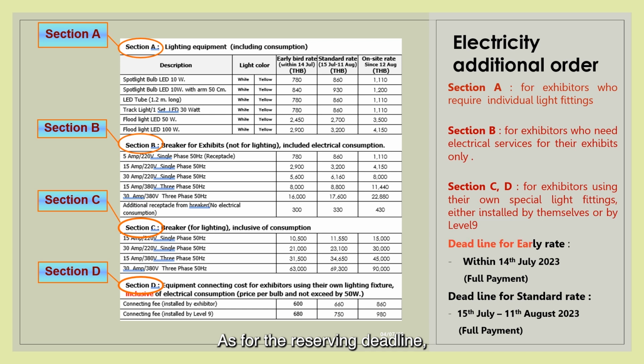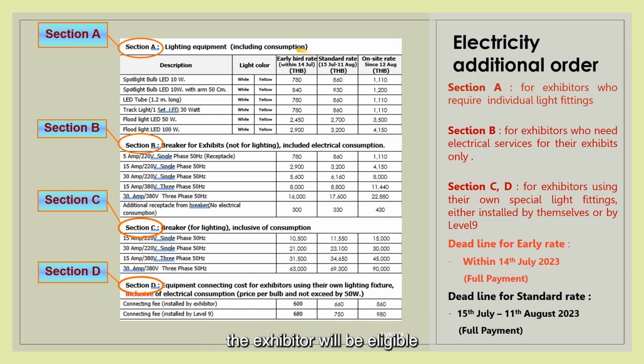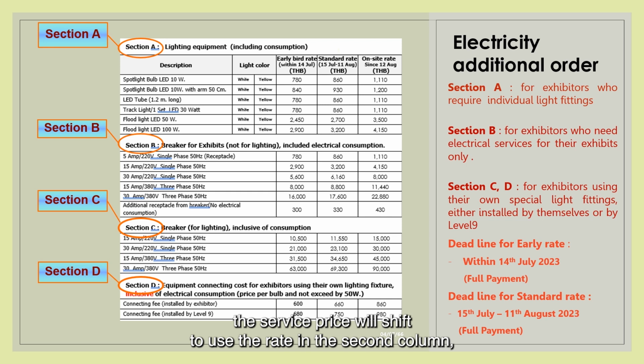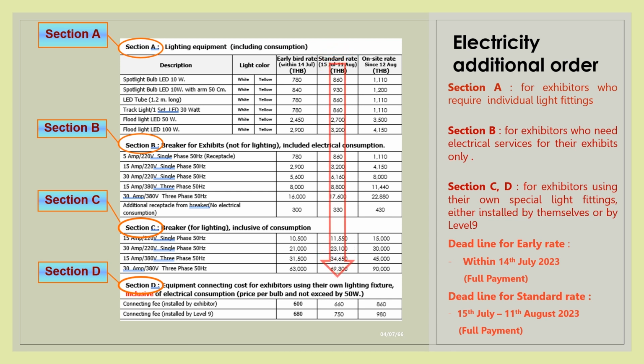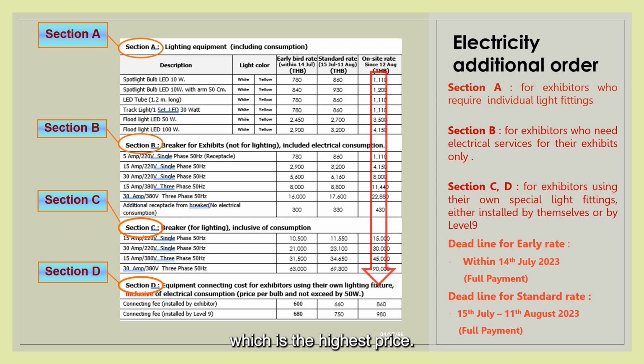As for the reserving deadline, it has been set on July 14. If the reservation is made and payment is received by July 14, the exhibitor will be eligible for the early bird rate, which is the lowest rate. However, if a reservation with payment is made during the period from July 15 to August 11, the service price will shift to the rate in the second column, which is the standard rate. And if the reservation is made from August 12 onwards, the price will be adjusted to the on-site rate, which is the highest price.